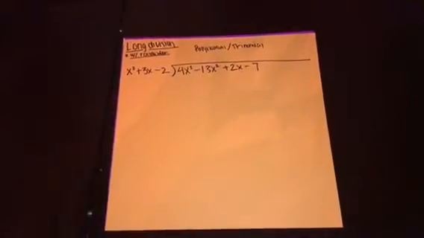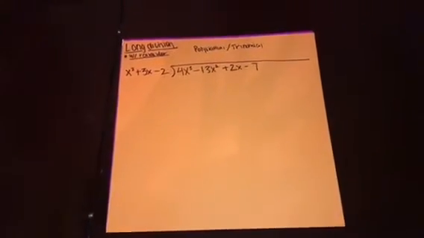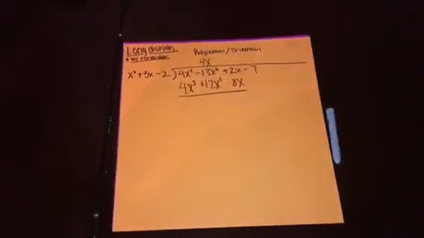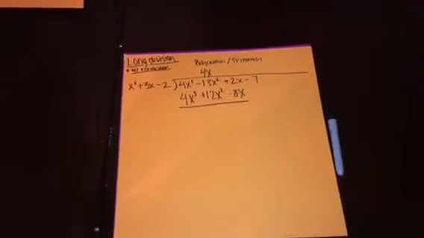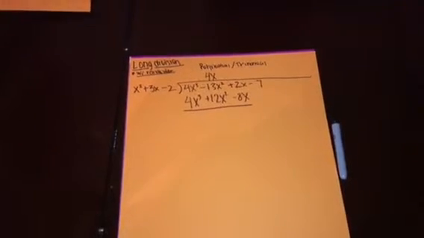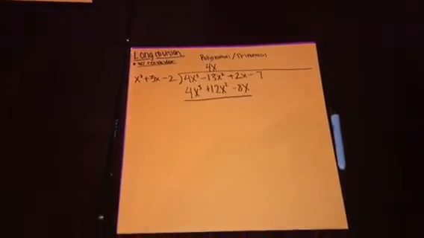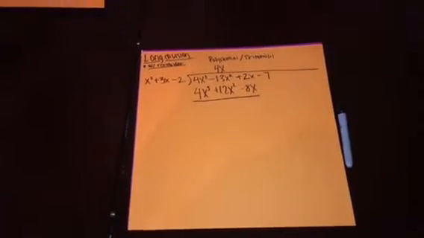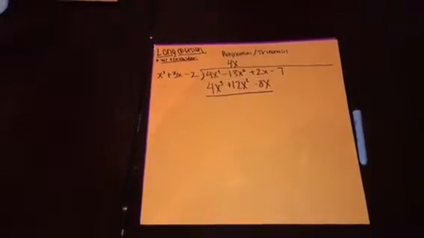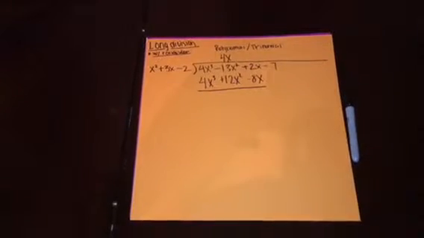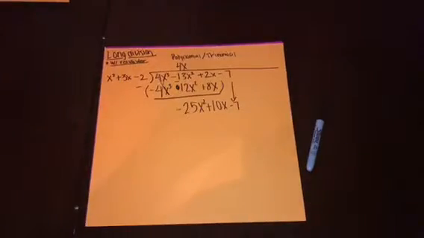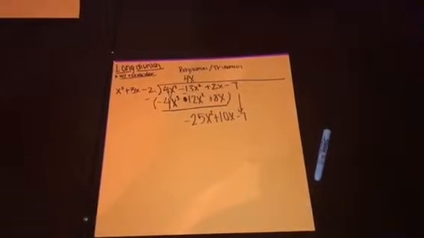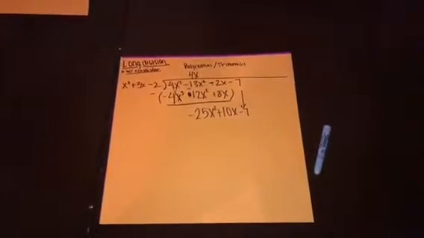For our next problem, we will be solving with long division. We have a polynomial divided by a trinomial, and the result will be with a remainder. Next, you divide 4x cubed by x squared and get 4x. And after that, you multiply 4x times the dividend to get 4x cubed plus 12x squared minus 8x, and subtract. When you subtract the two, you should get negative 25x squared plus 10x and bring down negative 7.